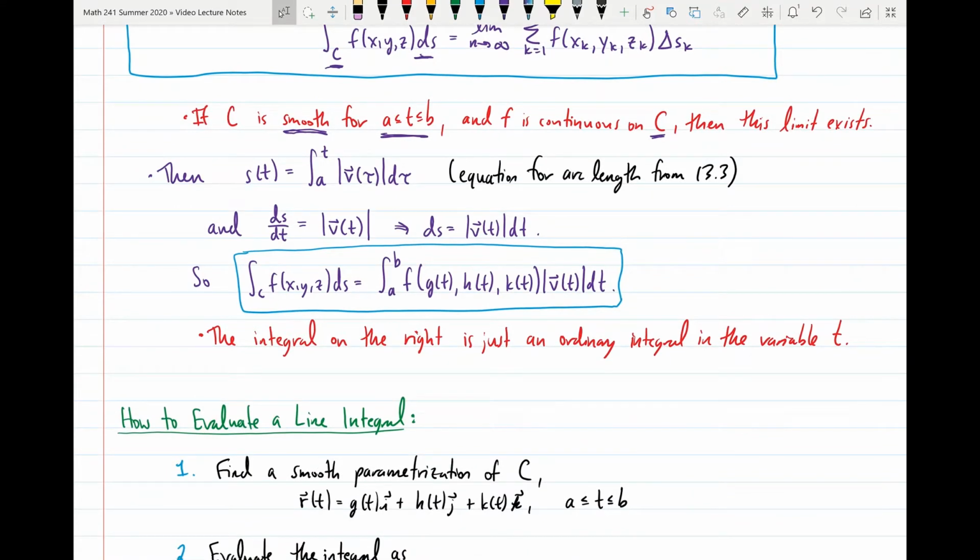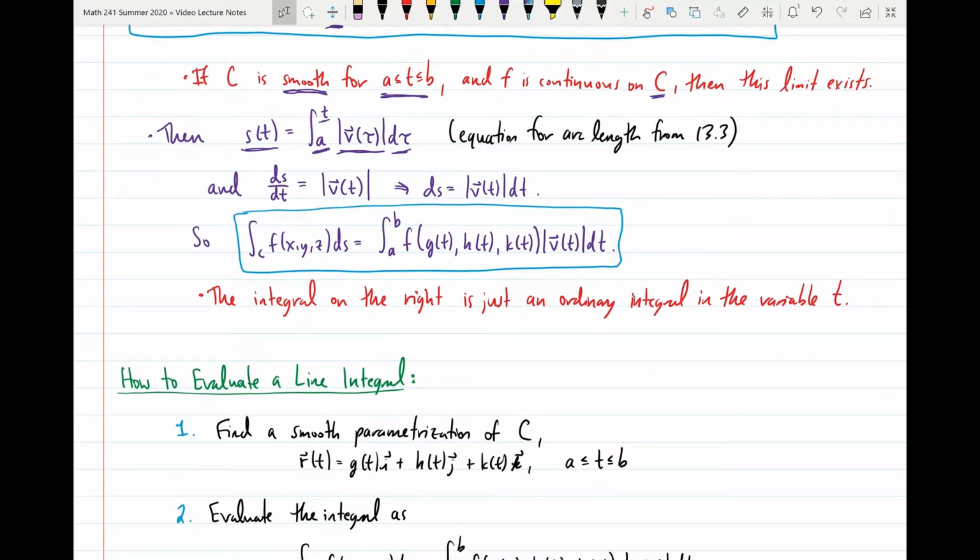Okay, and now a little piece of information from section 13.3. Remember that the arc length is given by s of t equals the integral from a to t of the speed, or we can say the magnitude of the velocity function, d tau here. Again, we're just using d tau because we use t as one of the limits of integration. And remember, this is the arc length along the curve starting at the value a.